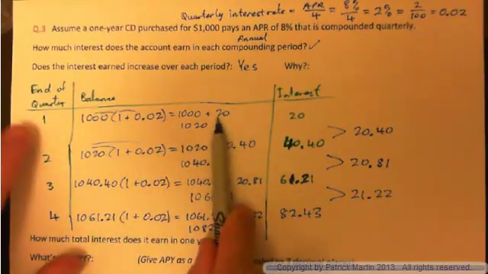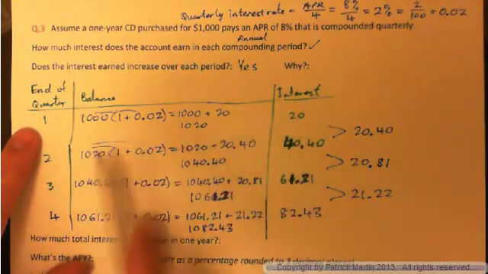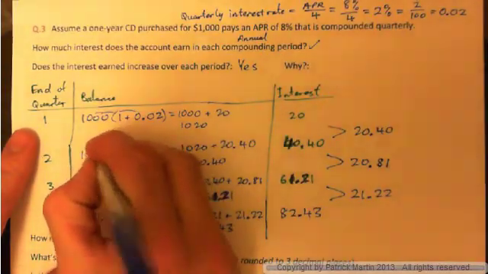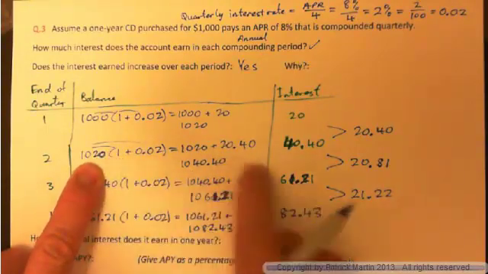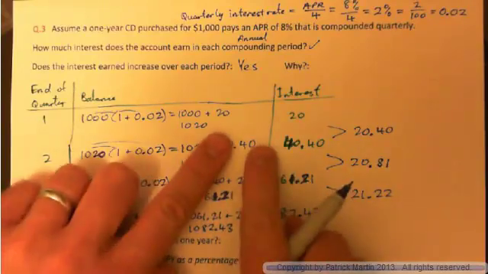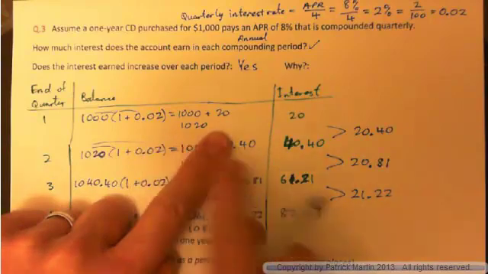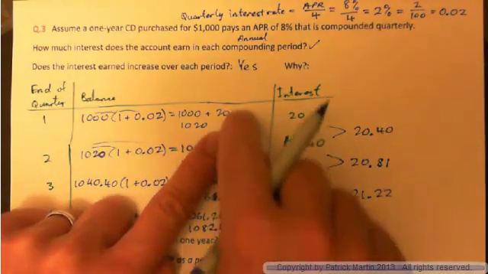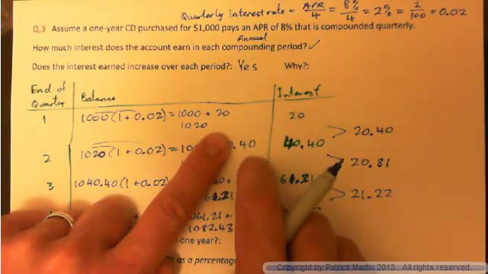So basically, in the first quarter we earned $20 interest. Then we added that to the principal to get $1,020, and then we got interest on top of that. So the $20.40, this 40 cents, if you just look at that 40 cents, is in fact interest on top of interest. It's 2% of $20. 2% of $20 is 40 cents. Okay?